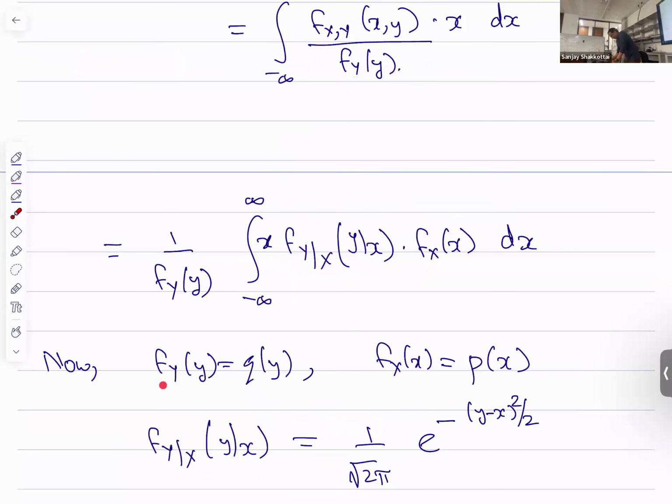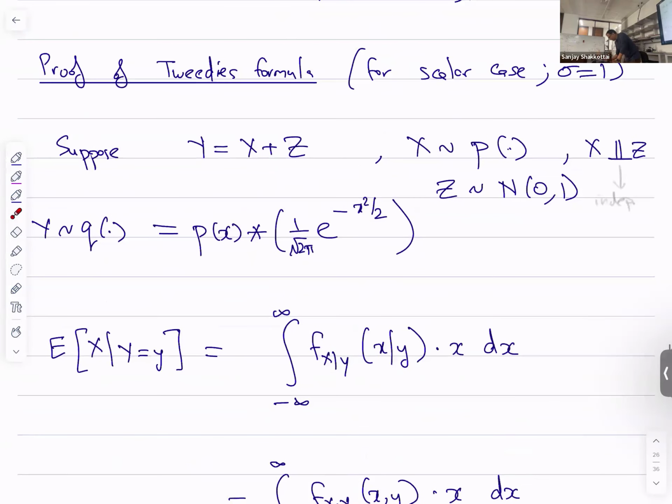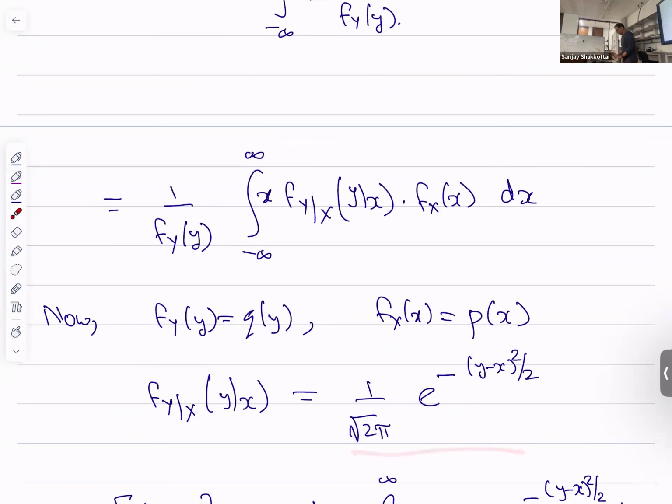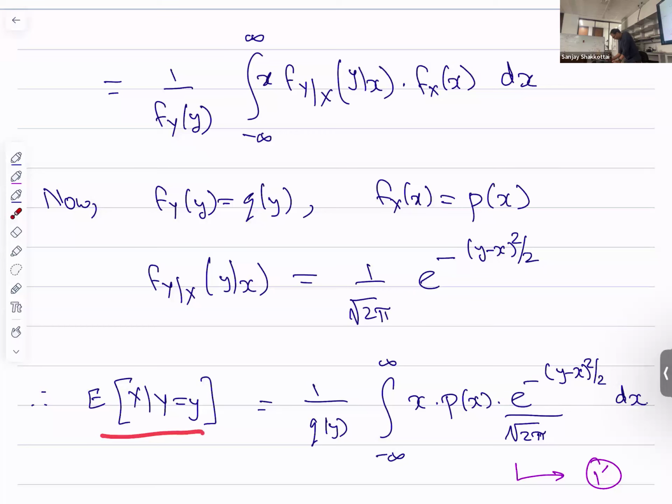Let me now stick in what I have. F of y is q. So I'm going to put in q. F of x is p. What's y given x? Well, if I gave you x, it's just a Gaussian with shifted mean of x. So y given x is just a Gaussian with mean x and variance 1. Substitute that. So what is E of x given y? It is nothing but 1 by q of y, times the integral of x times this Gaussian, which I put in there, times p of x. Okay. This is the expression for conditional expectation.